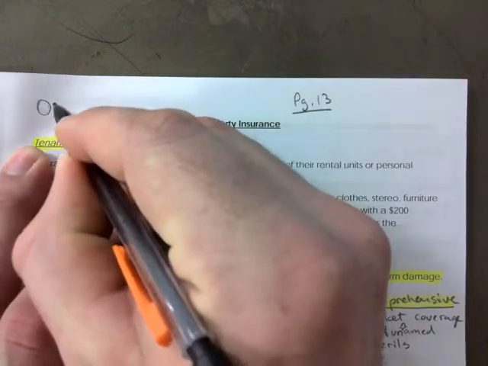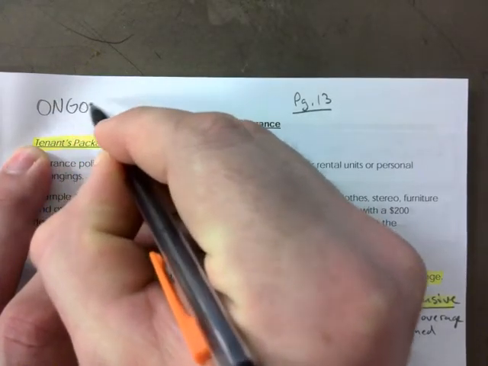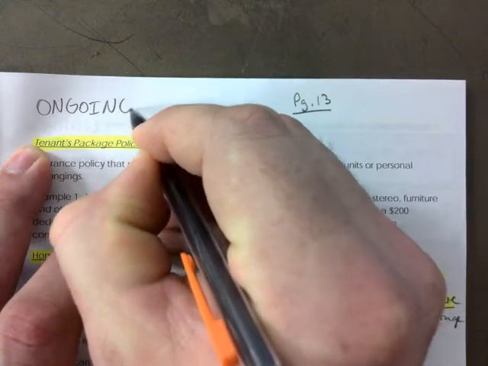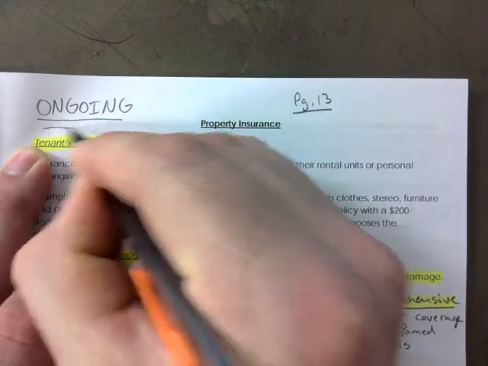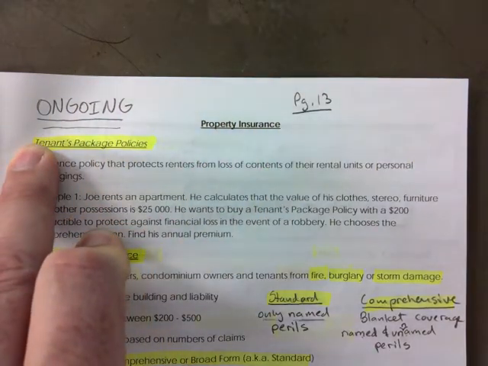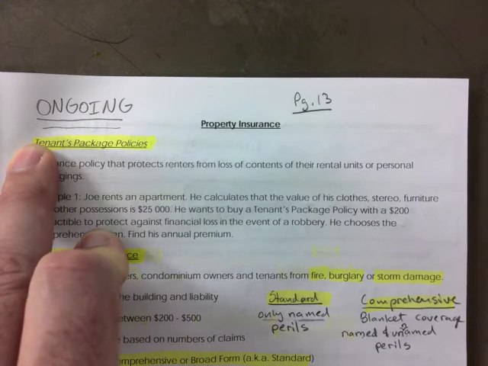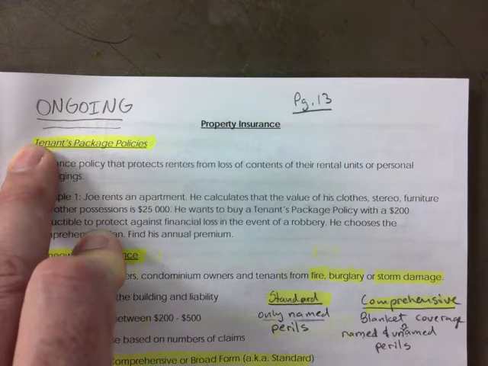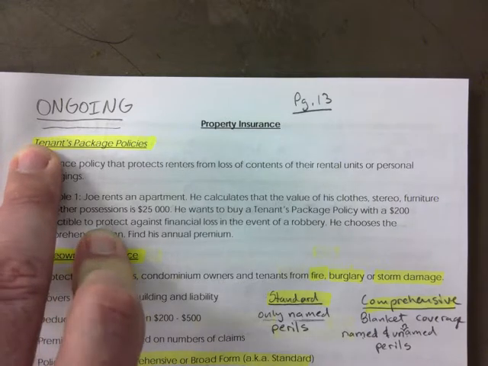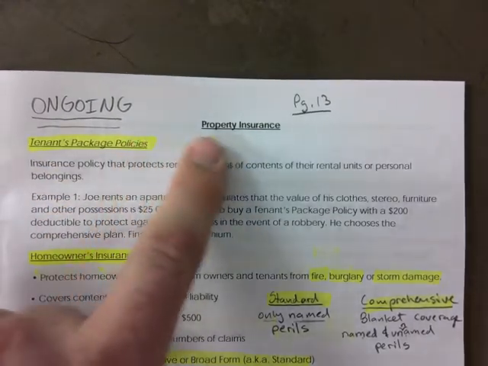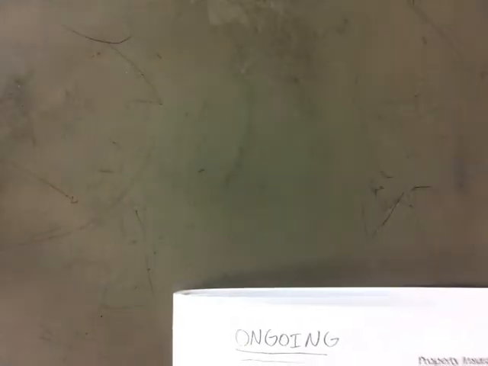This is ongoing, because at the end of this unit, I'm going to ask you, hey, give me some ongoing expenses of owning a home. And what are some one-time expenses, where you just pay it once and then never again? So you need to have the difference. So property insurance, obviously, you always need to have that. That's going to be ongoing.